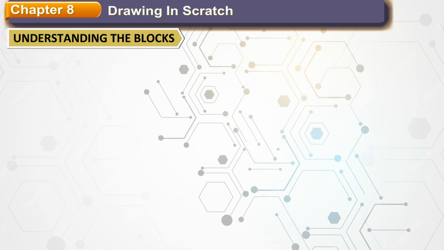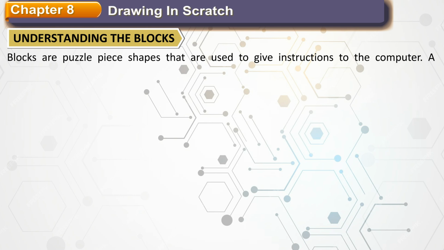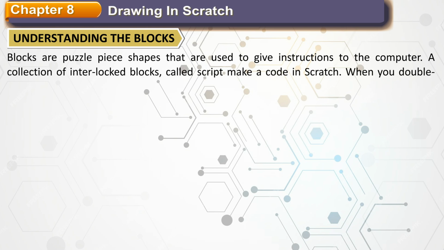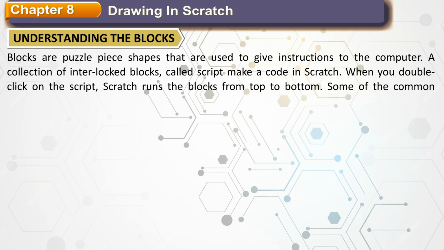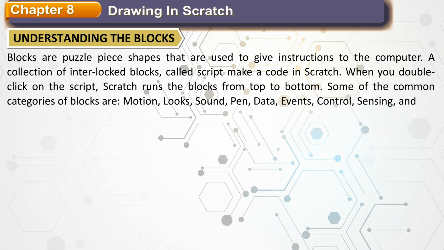Understanding the blocks. Blocks are puzzle piece shapes that are used to give instructions to the computer. A collection of interlocked blocks, called script, make a code in Scratch. When you double-click on the script, Scratch runs the blocks from top to bottom. Some of the common categories of blocks are motion, looks, sound, pen, data, events, control, sensing, and operators.